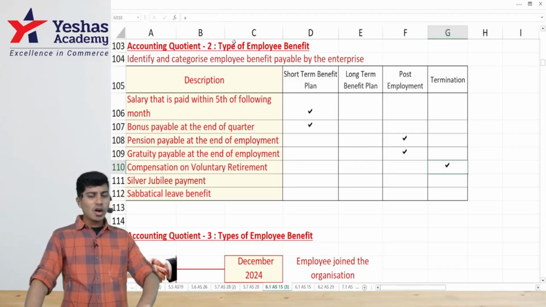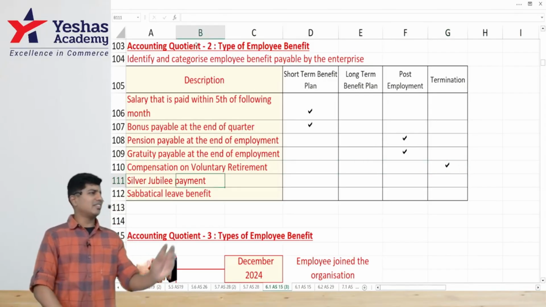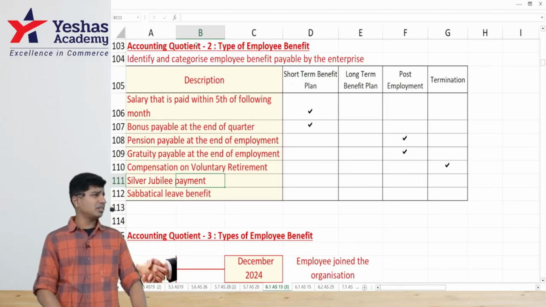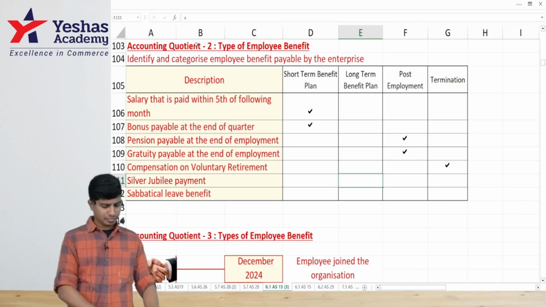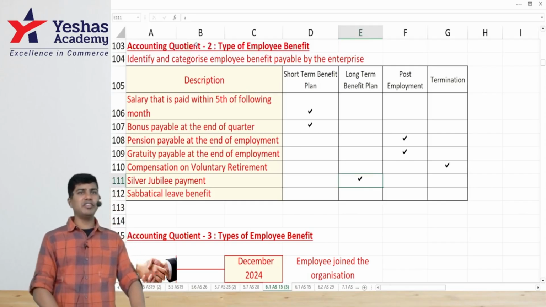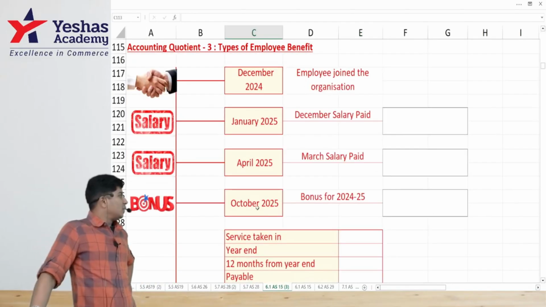Okay, next one. Silver jubilee payment. Silver jubilee is after 25 years or something. Yeah, other long term. Yeah, long term benefit plan. So what about sabbatical leave benefit? None. So look at this.